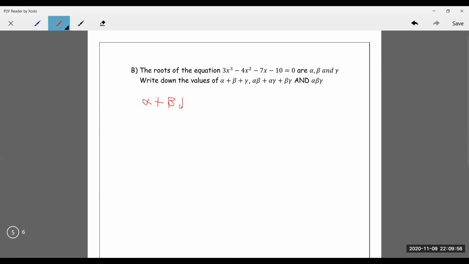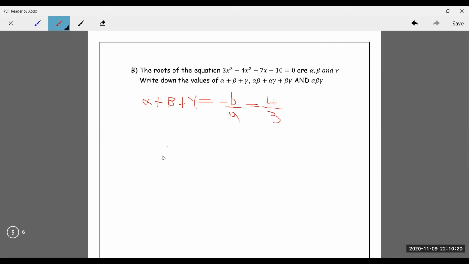And so minus b over a is minus of negative 4. So just to write the formula again, it's minus b over a. And so it's going to be minus of negative 4 over 3. Minus of negative 4 is 4 over 3. So that's the sum of the 3 roots.